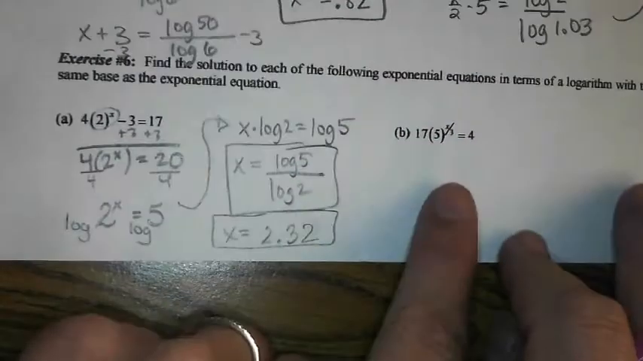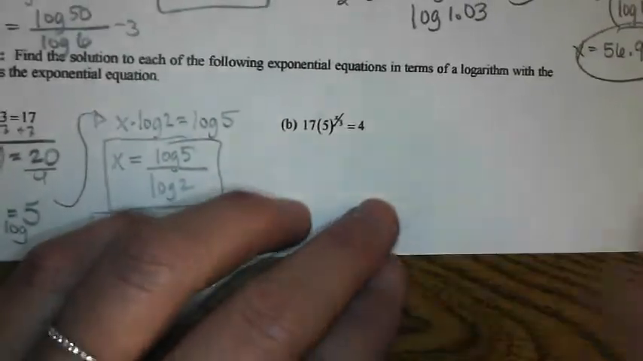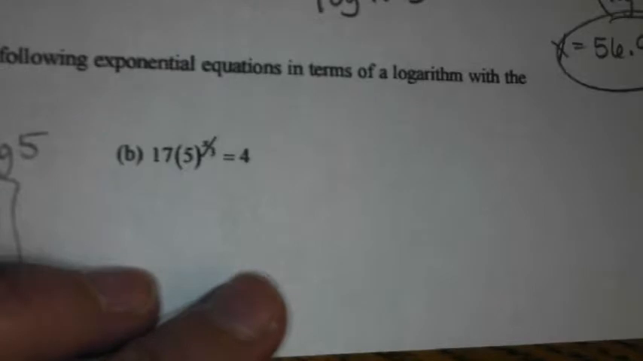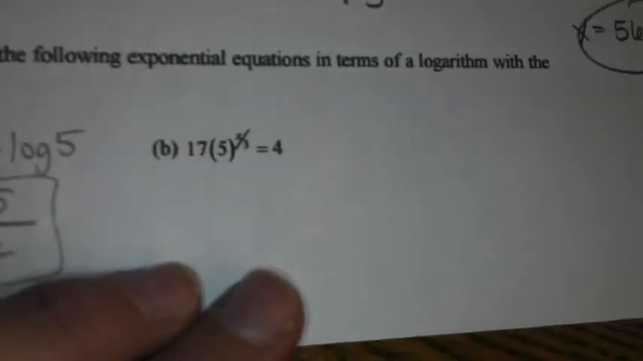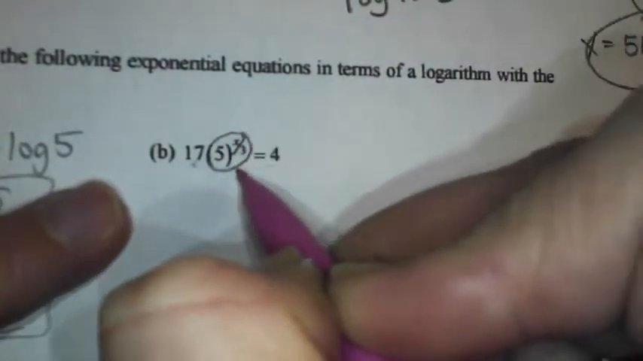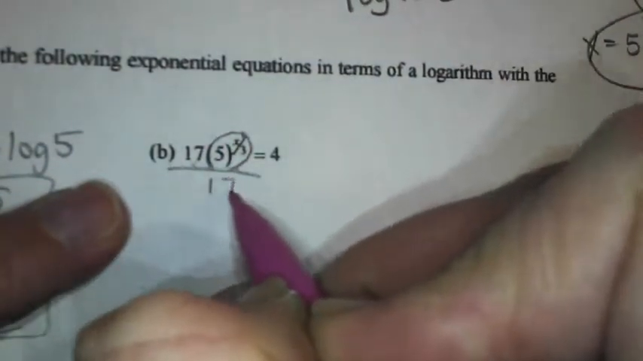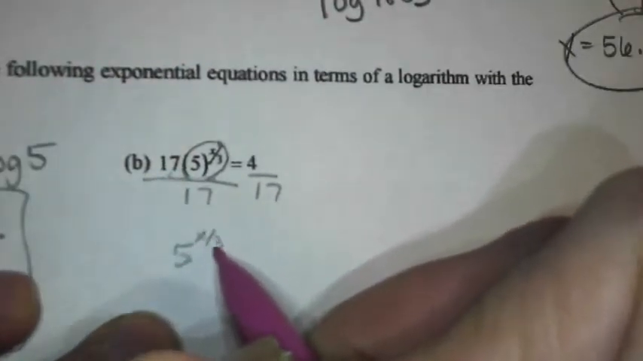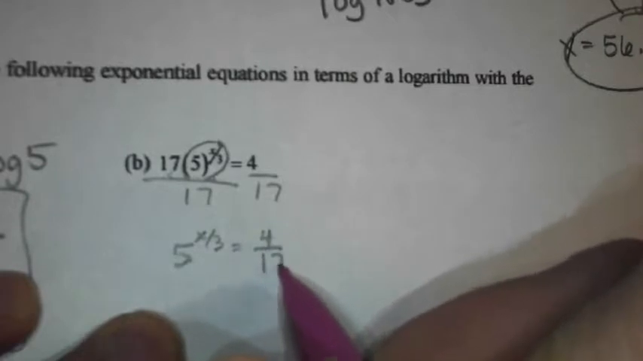Okay? Connor, look at B. What would you do first? Yep. Divide by 17. Very good. Because this is your base to your power. That needs to be isolated. So divide by 17. I'm just going to leave it 4/17.